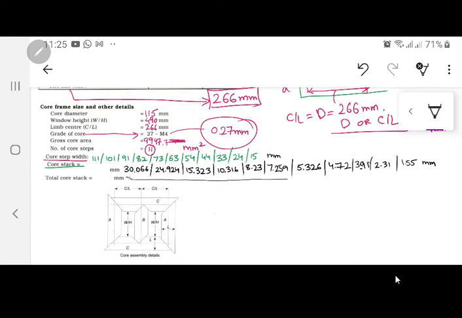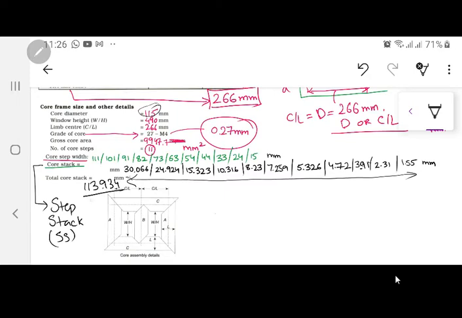We had done this. Add all these, total core stack. Please remember, this is also called step stack, SS or CS, same thing, no issue. Just add. The purpose of adding it is that this should be equal to this 115 or near to that, because when we are adding these together, this should be a circle. 113.934. So this is almost a circle.